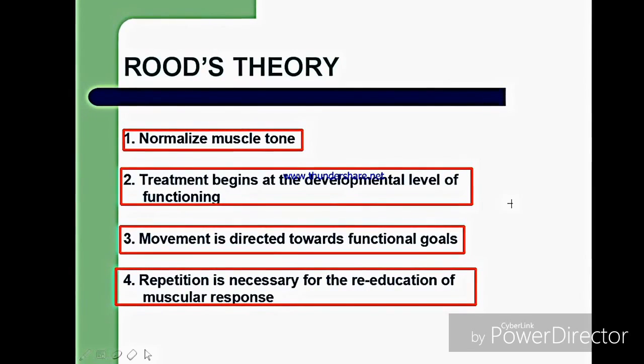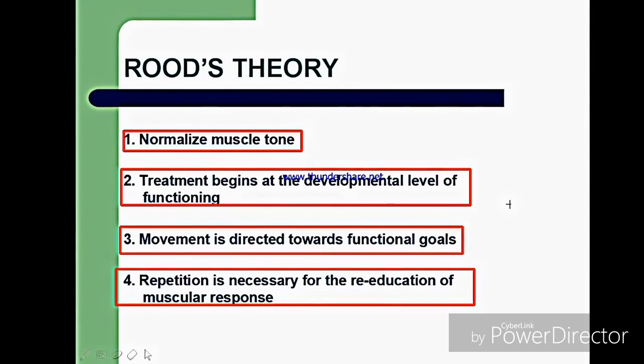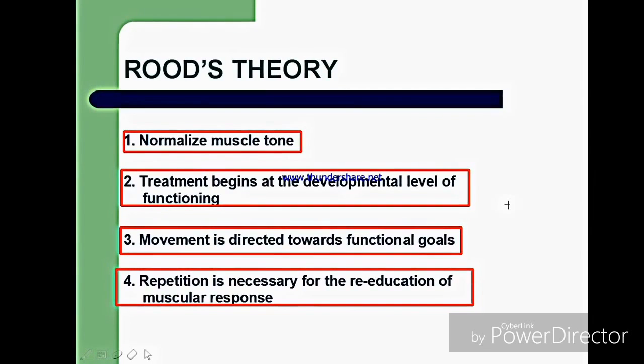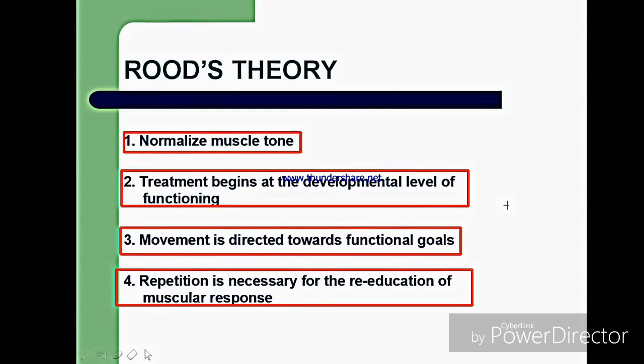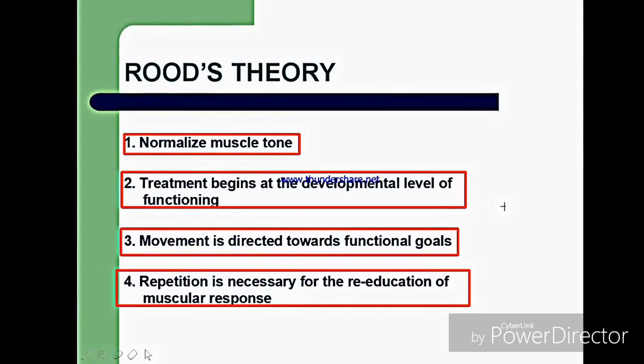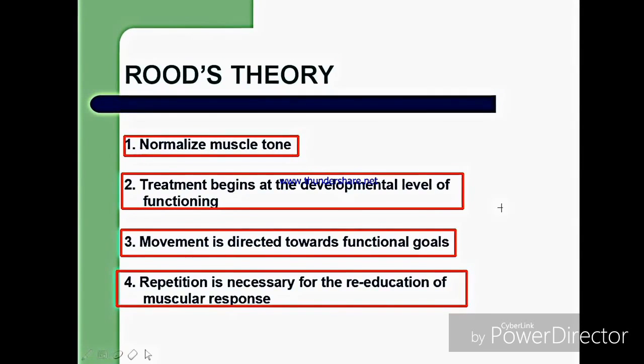Third principle, movement is directed towards functional goal, that is, movement should be purposeful. Rood used activity to demand a purposeful response from the patient in order to subcortically elicit the desired motor movement function. The responses of agonist, antagonist and synergist are reflexively programmed. Fourth principle, repetition is necessary for the re-education of muscular response. Repetition of sensory motor responses is necessary for learning.